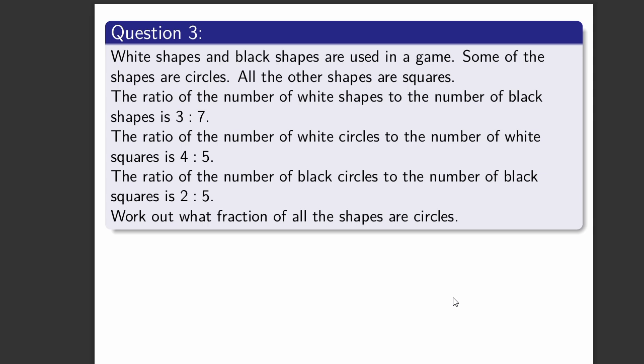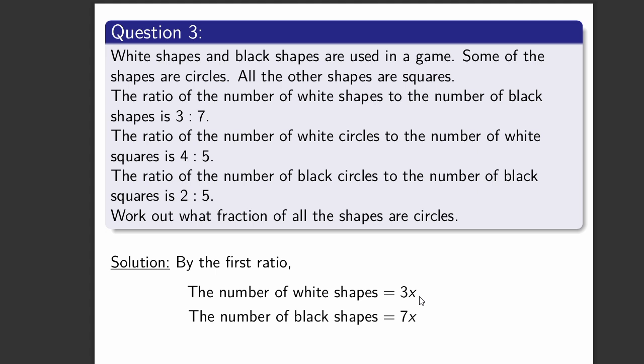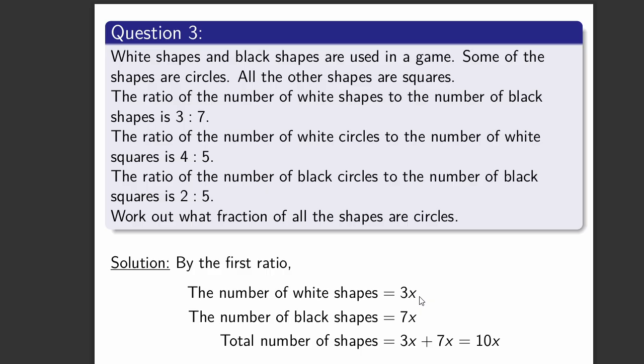shapes is circles. All right, here there are three ratios, and therefore when we unwind these ratios into numbers, we shall get three different variables. All right, let's begin. So by the first ratio, the number of white shapes is 3x, the number of black shapes is 7x. The total number of shapes is 3x plus 7x, which is 10x. So remember these three numbers. 3x gives us white shapes, 7x gives us black shapes, 10x is the number of all shapes. All right.